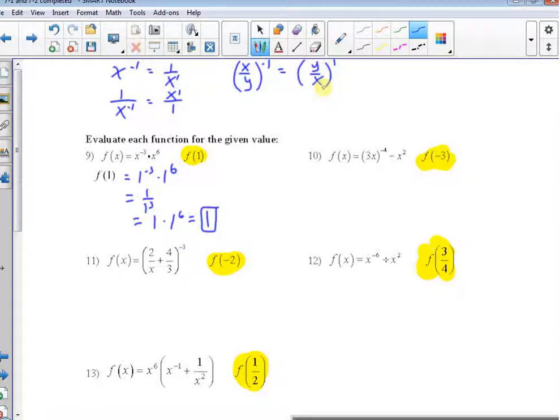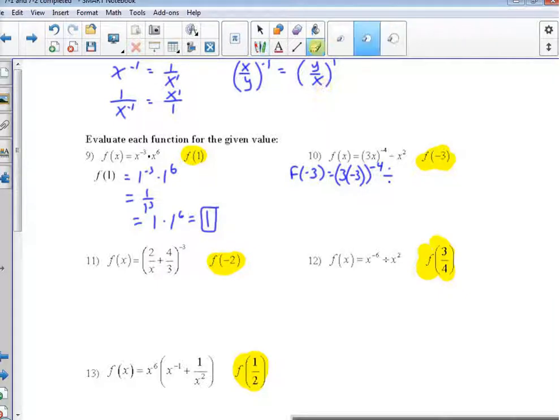Number 10, f of negative 3. We're going to substitute that in for x, so that's going to be 3 times negative 3, but that whole thing gets raised to the negative 4th power, plus, that's a divided by. You know what I'm going to do with that divided by? I'm just going to put in a fraction symbol. So divided by x squared, so that's going to be negative 3 squared.